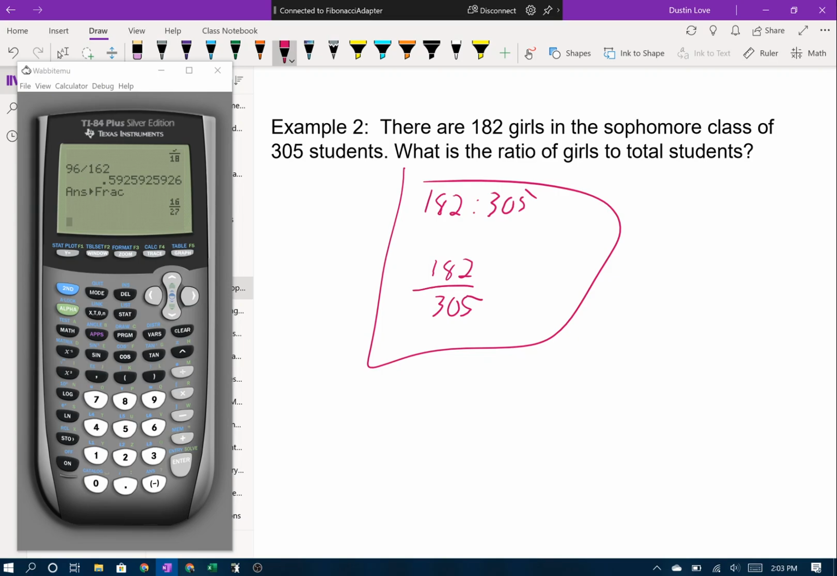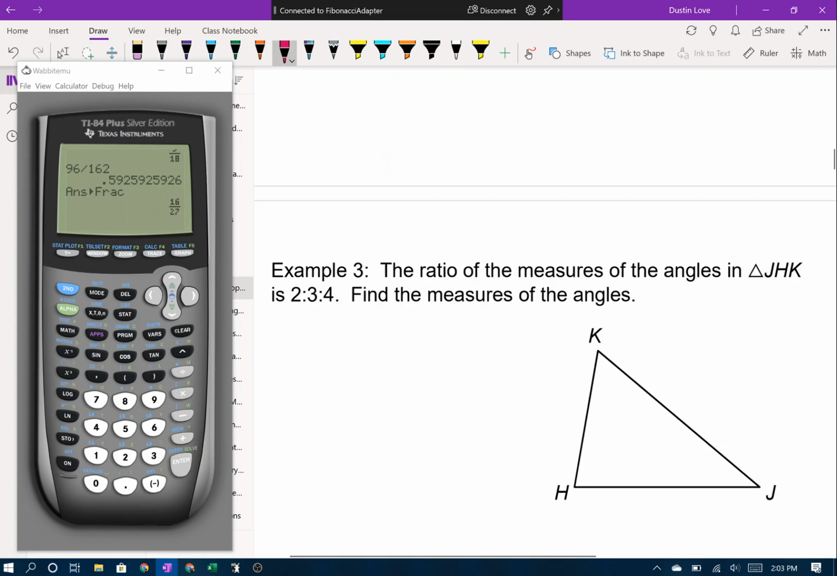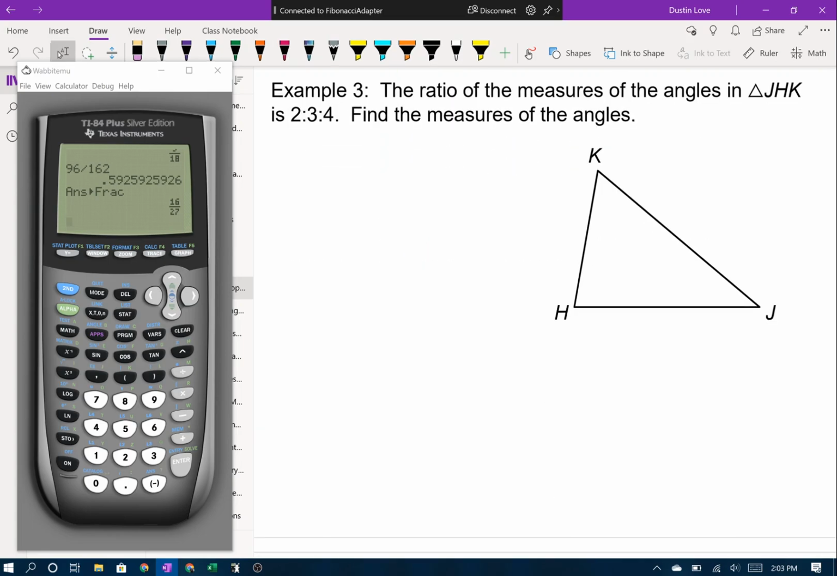All right, next up, example 3. Here's our first extended ratio. Ratio of the measures of the angles is 2 to 3 to 4. Find the measures of the angles. Now, here's what this actually means. For every 2 degrees of the first angle, there are 3 degrees of the second angle and 4 degrees of the third. However, what's the problem with that scenario? Yeah, I need 180 degrees, and I've only got 9. Yes, okay, you're right. We're getting there.